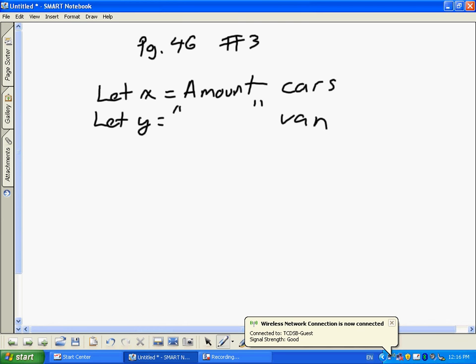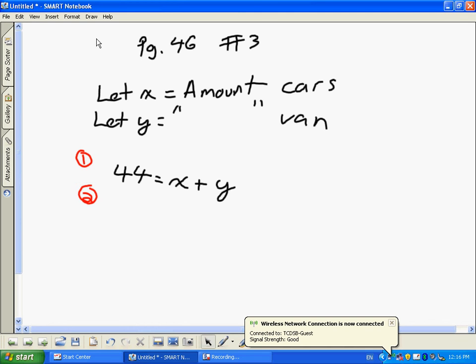So we know that they washed a total of 44 cars. So our very first equation, 44 is going to be equal to the total amount of cars they washed, so x, plus the total amount of vans they washed, plus y. So our first linear equation, 44 is equal to x plus y.